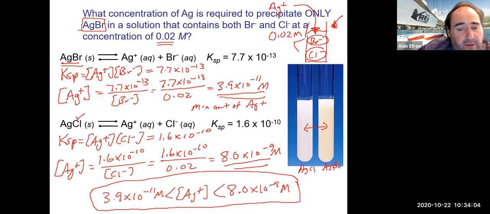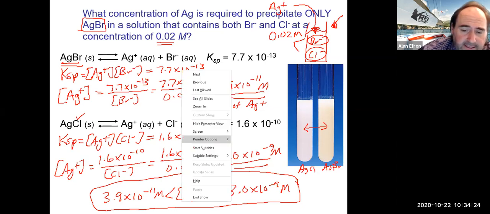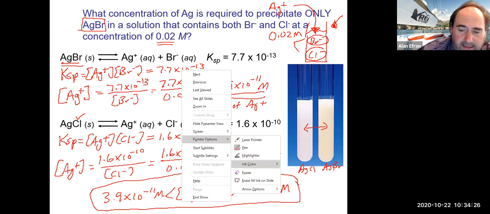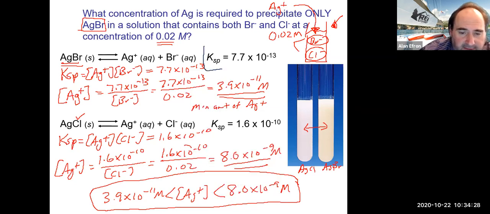Now, could we have predicted that silver bromide should precipitate out first? In this case, we could have predicted that if it didn't tell us to do it that way. And to explain why it basically told you to do it that way, let's take a look at something we can look at, which is our Ksp values.